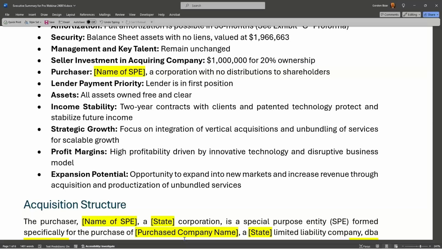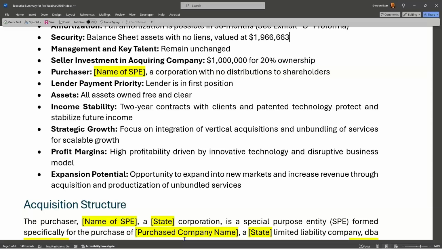Now, remember I said this was a risk company because it's strictly cash flow that comes in. However, there's a couple of unique factors to this particular company that we want to make clear to the lender. And that comes under income stability. And what provides that is that all of the sales of the company that we're buying are based on 2-year contracts with clients and patented technology that protect and stabilize future income.